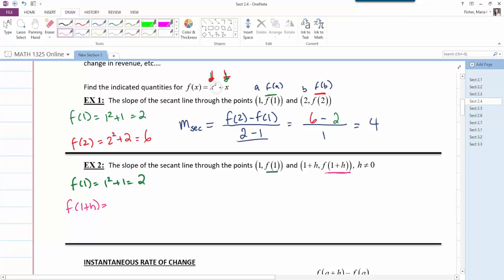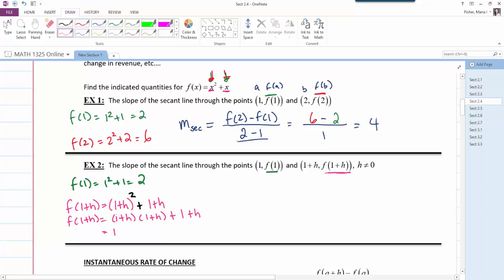Well, again, that means everywhere there's an x in my f of x, instead of writing x, I'm going to write 1 plus h. So in this case, it's 1 plus h squared plus 1 plus h. Well, if I take 1 plus h and I square it, I basically have to write it twice in FOIL. So let's go ahead and write it twice and FOIL it out. And then we're going to combine like terms.